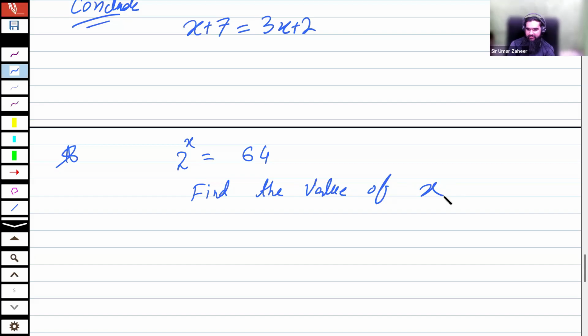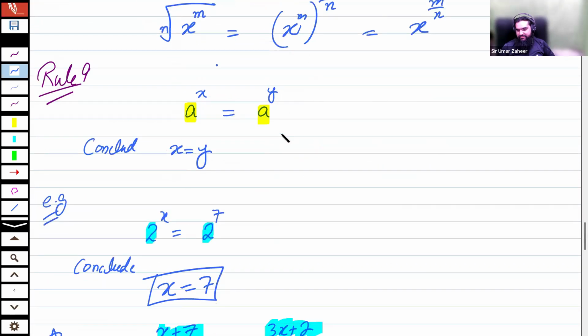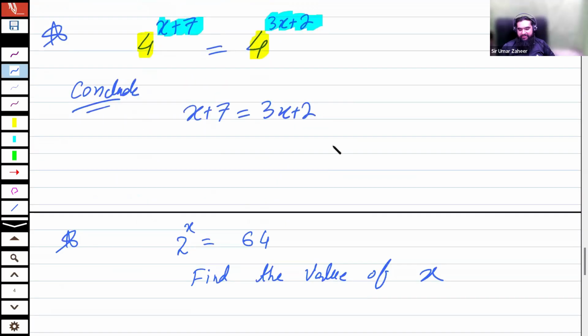For this one, does anyone have an idea what the first step will be? First, we will see that 64 is 2 to which power. You would turn 64 into 2 to the power of something. Yes, we have to write 64 in terms of 2 because we have the rule that if we have the same base, we can make a comparison.